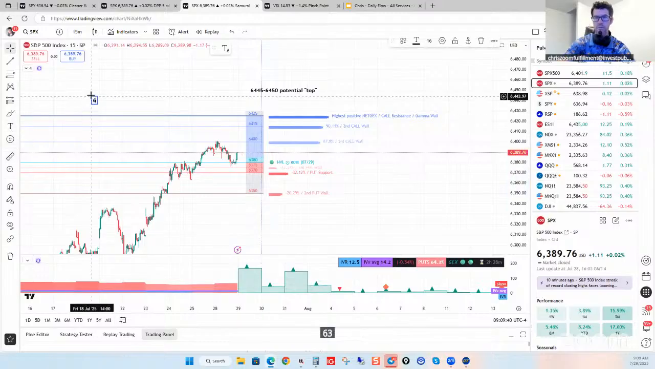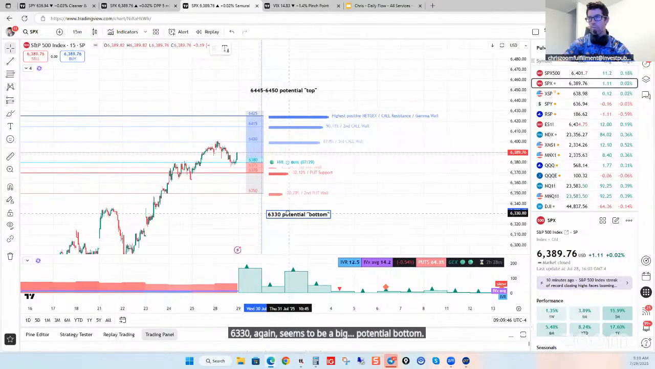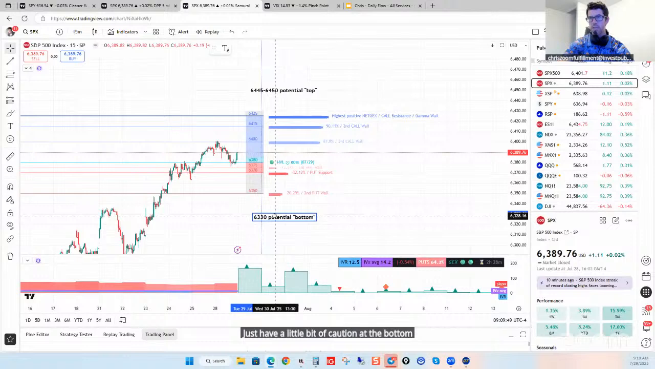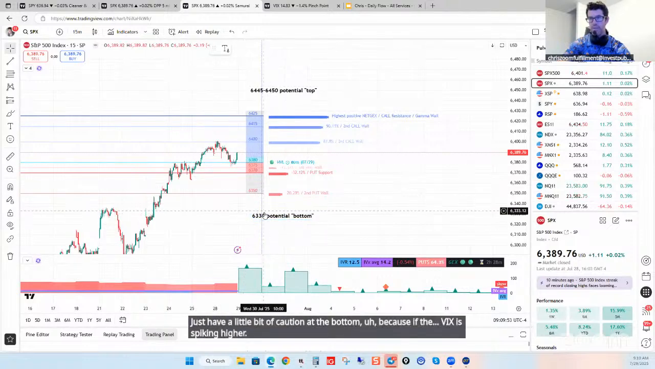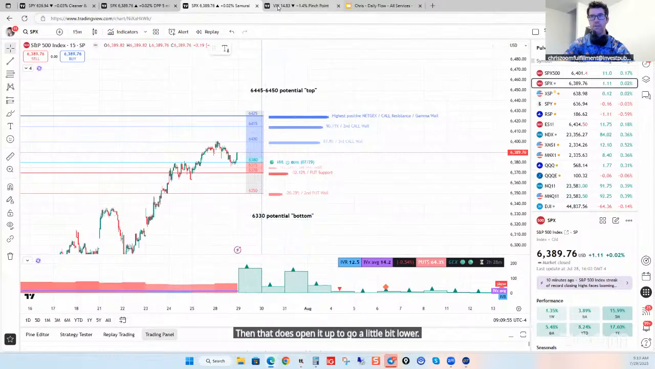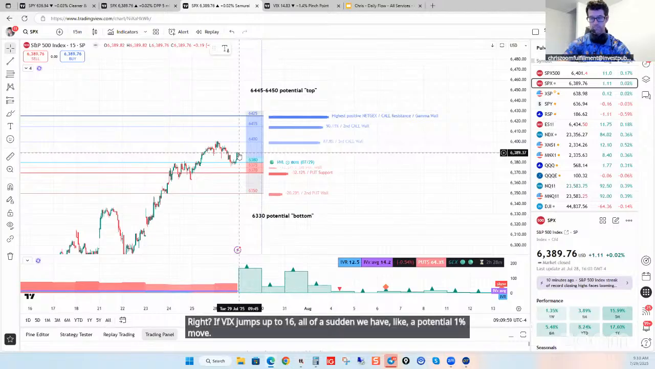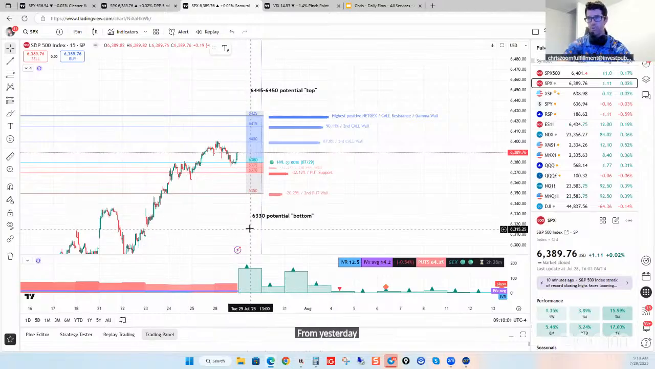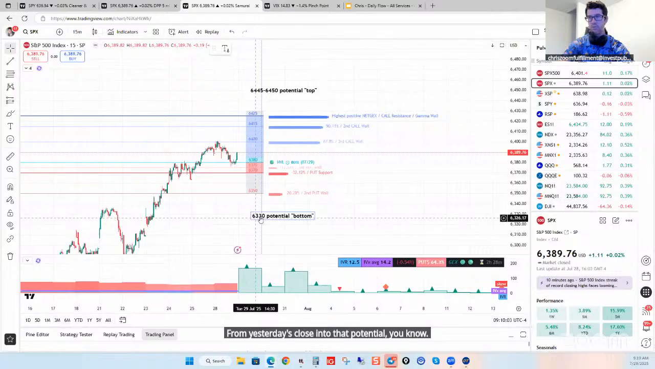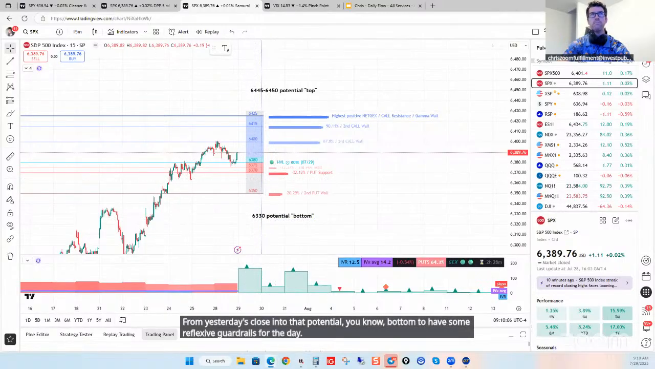63.30 again seems to be a big potential bottom. Just have a little bit of caution at the bottom, because if the VIX is spiking higher, that does open it up to go a little bit lower, right? If VIX jumps up to 16, all of a sudden we have a potential 1% move from yesterday's close into that potential bottom, to have some reflexive guardrails for the day, right?